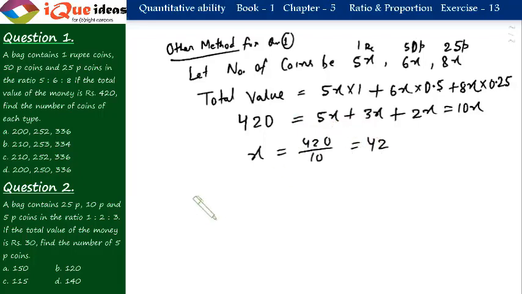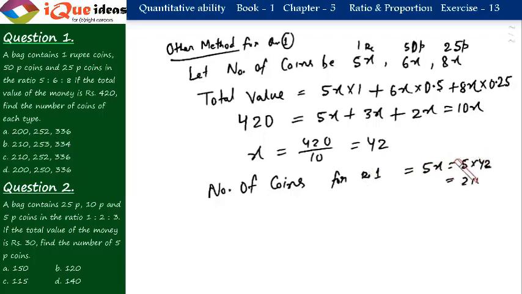Hence, the number of coins would be calculated as, let's say, for 1 rupee would be equal to 5x. So it is 5 into 42, which is equal to 210. Right? And similarly, you can calculate for others. For 50 paisa, it is 6x. So it is 6 into 42, which is 252.